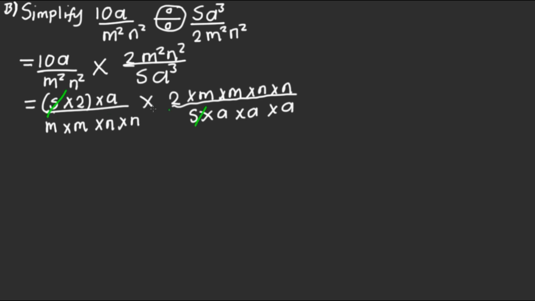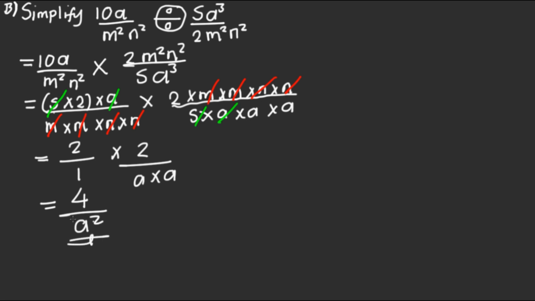So we cancel the 5, we cancel the a, we cancel this a. So let's cancel the m here, m, this goes, n. As we can see, we have nothing to cancel. So on top of the first fraction, we only have a 2. Over here, since we've cancelled everything, there is just a 1 times 2 over a times a. So 2 times 2 is 4 over a squared. As we can see, it's simple.